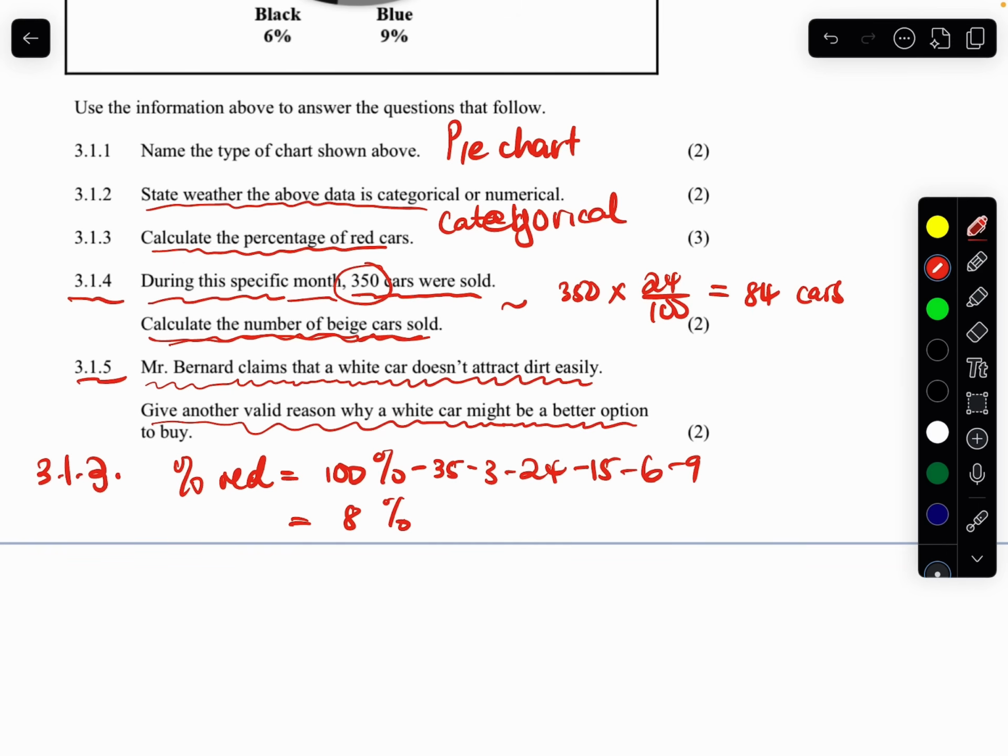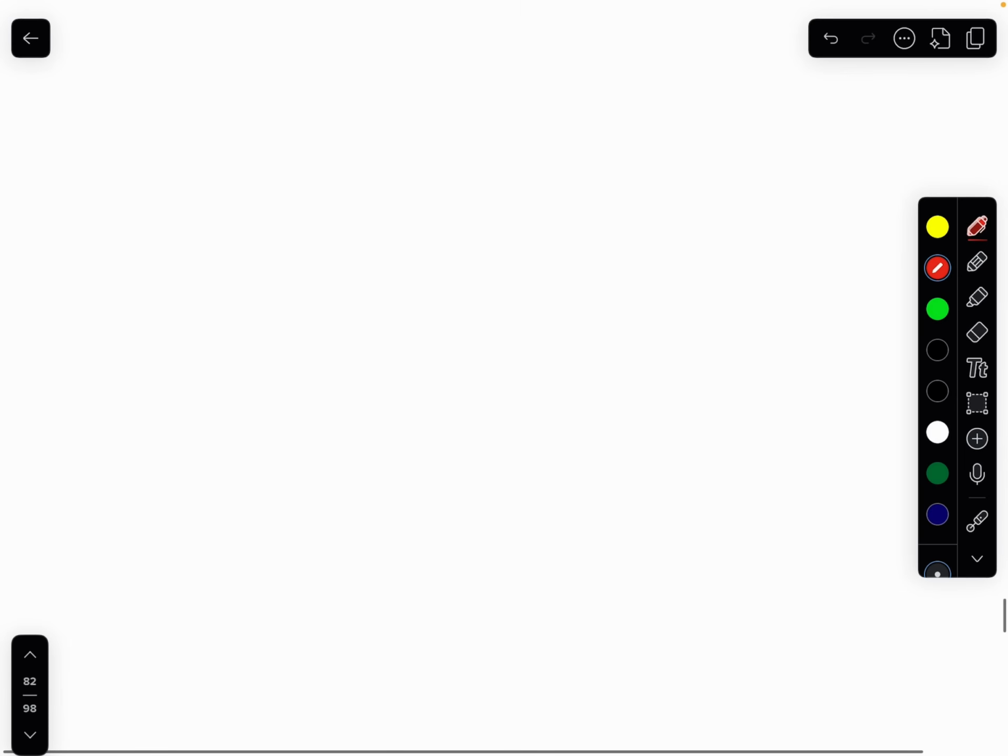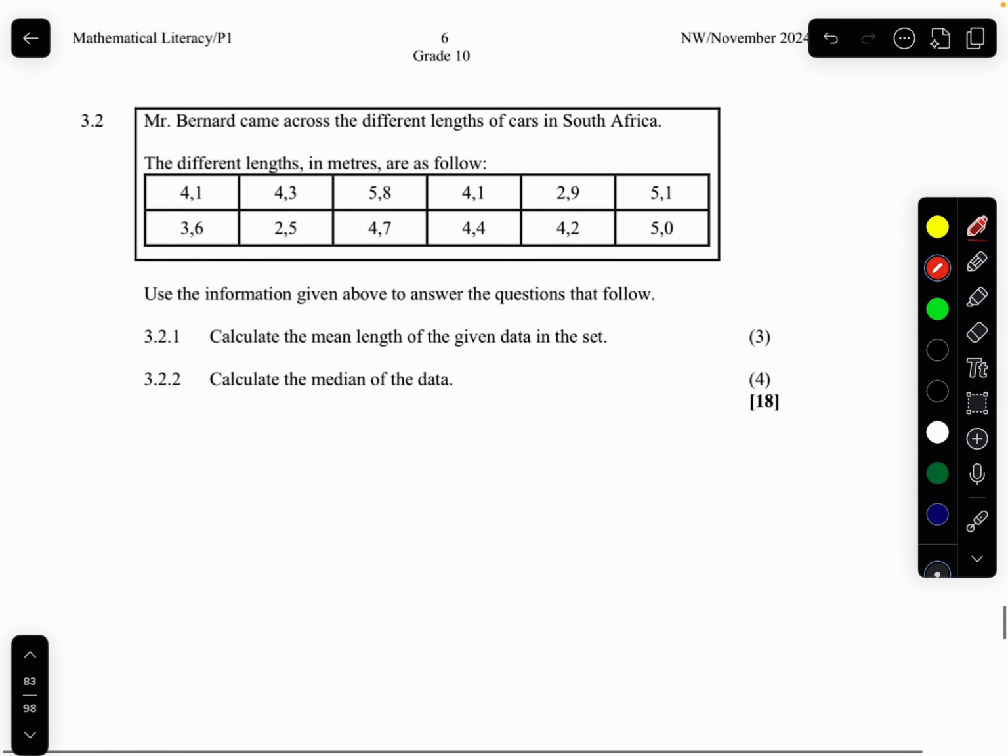And there are so many reasons, guys. The white car is very visible on the road. You can easily spot the white car on the road, more than the black car or the navy car. So any one reason, guys, you get the 2 marks.